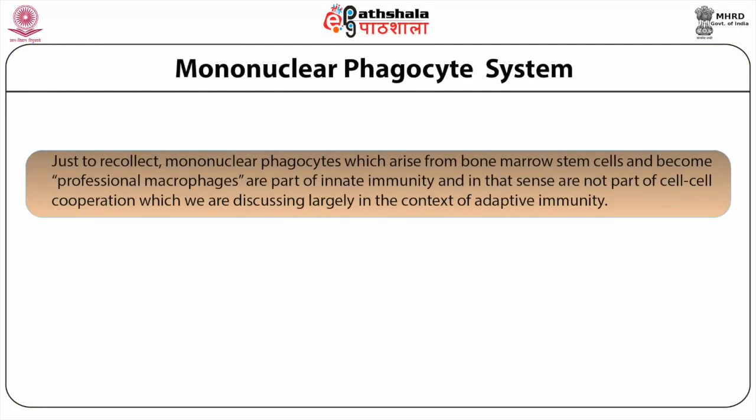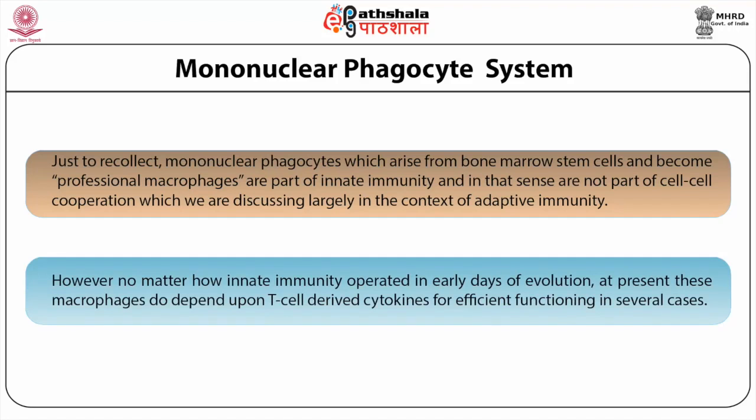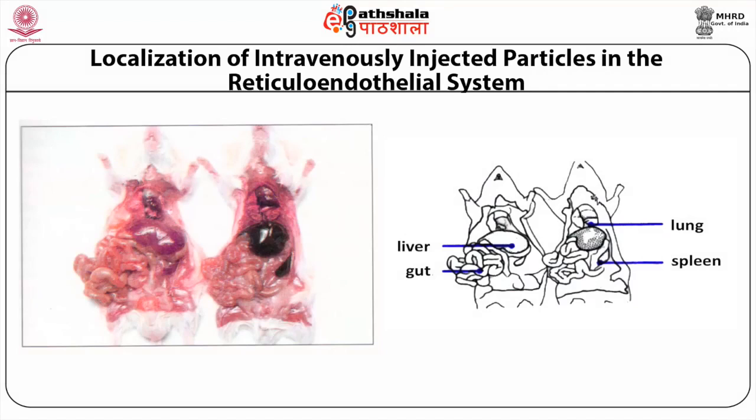Just to recollect, mononuclear phagocytes which arise from bone marrow stem cells and become professional macrophages are part of innate immunity and in that sense are not part of cell-cell cooperation, which we are discussing largely in the context of adaptive immunity. However, no matter how innate immunity operated in early days of evolution, at present these macrophages do depend upon T cell derived cytokines for efficient functioning in several cases.